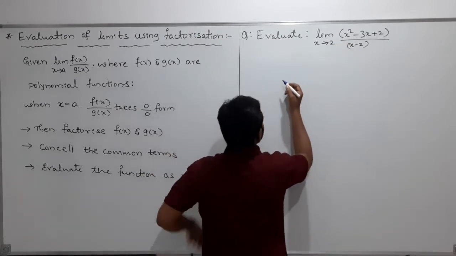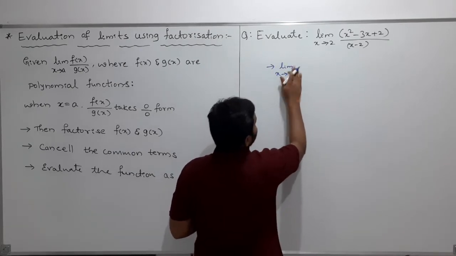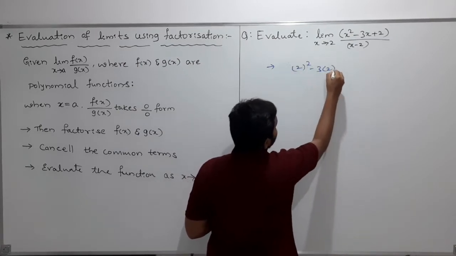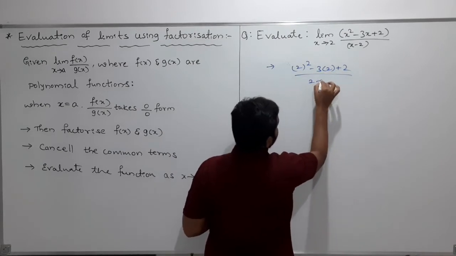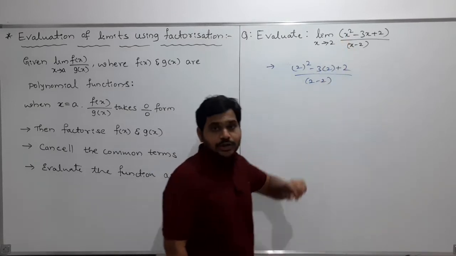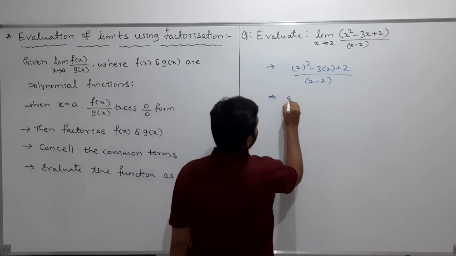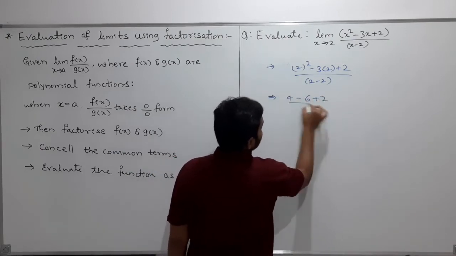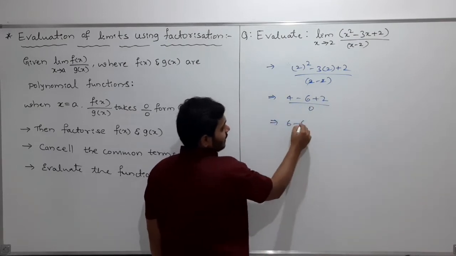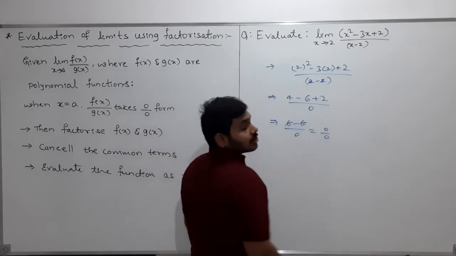If I substitute, what happens here? Directly I will substitute x value as 2, so it becomes 2 square minus 3 into 2 plus 2, whole divided by 2 minus 2. Wherever we have x, I am substituting x value as 2. This gives 4 minus 6 plus 2, whole divided by 2 minus 2 is 0. 4 plus 2 is 6, minus 6 is also 0. So it is divided by 0, so it is nothing but 0 by 0 form.